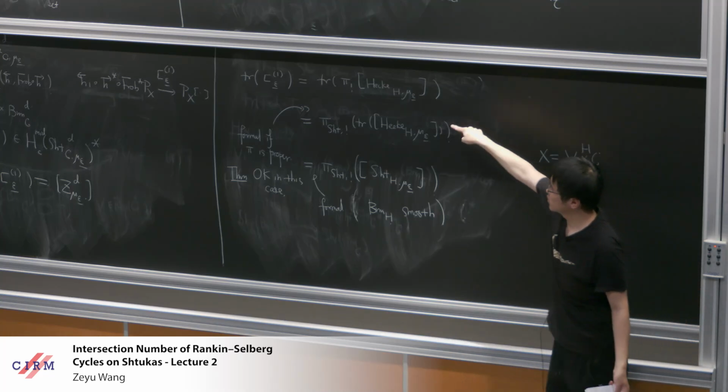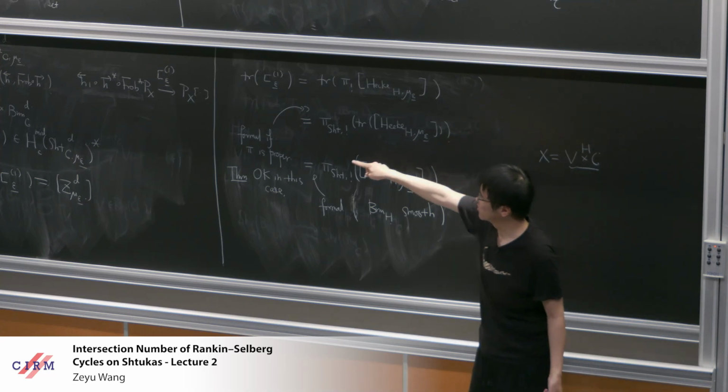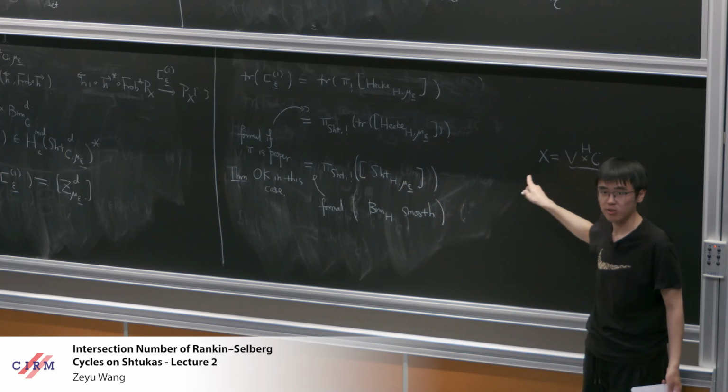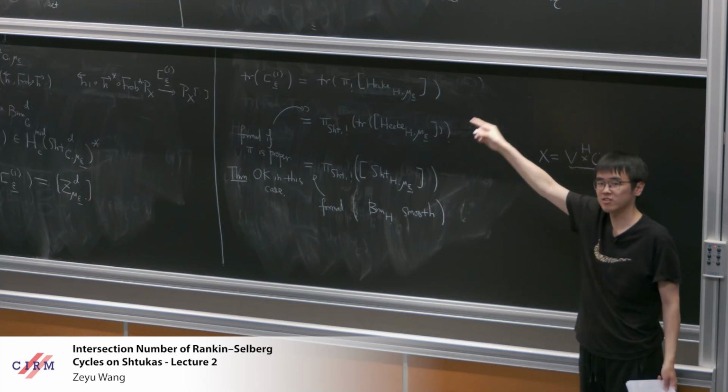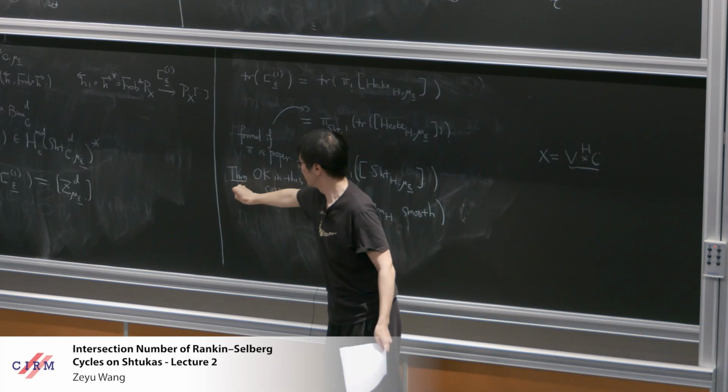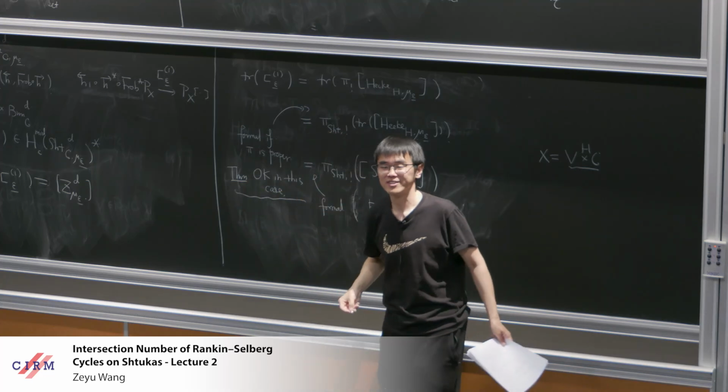Because these fundamental classes are not only defined when the space is smooth, they're also defined when it's quasi-smooth. And in this case, it's quasi-smooth, and you can define fundamental class and still push forward. But in that case, I don't know how to do this.